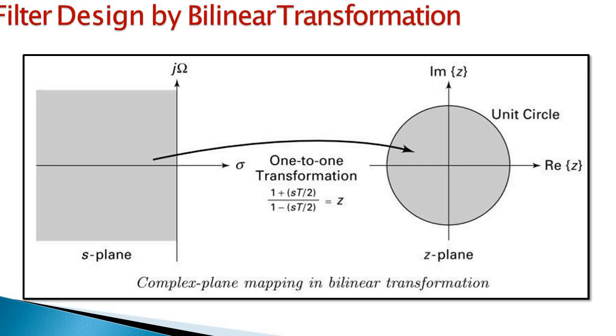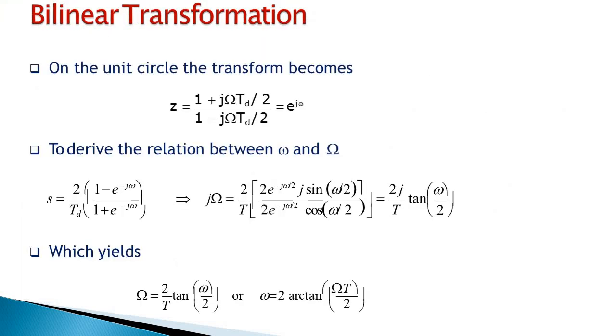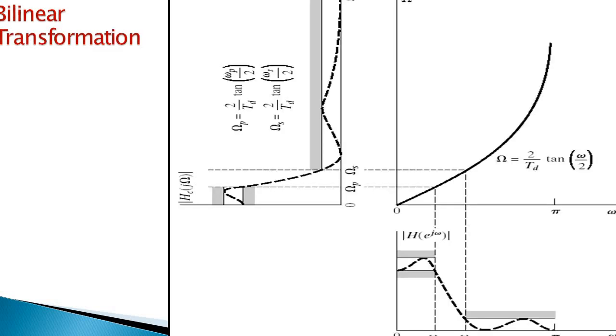The j omega axis will be mapped on the periphery of the unit circle, and the poles which lie on the RHS will be mapped outside the unit circle. On the unit circle, Z is e raised to j omega, and see the relation between S and Z: it will be omega analog equals 2 by T tan of omega by 2. That is the relation between analog and digital frequency.